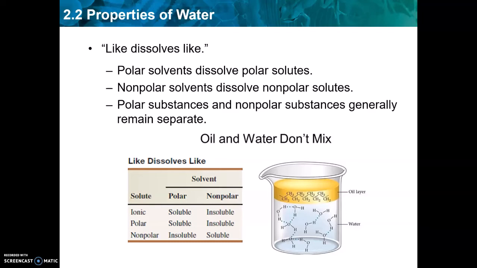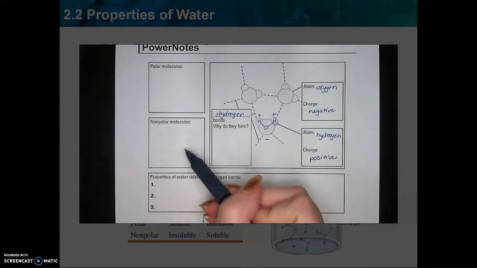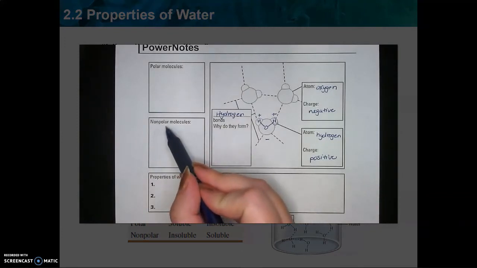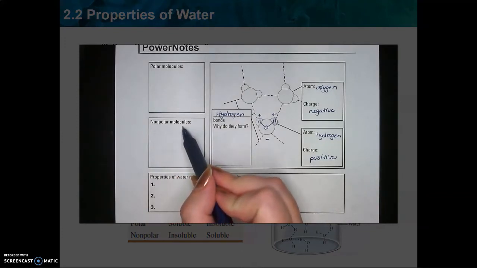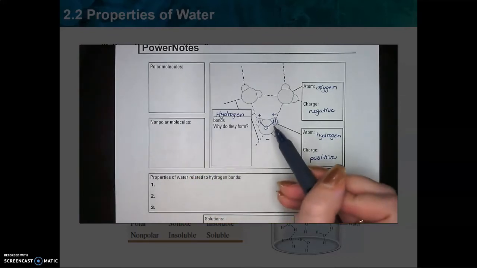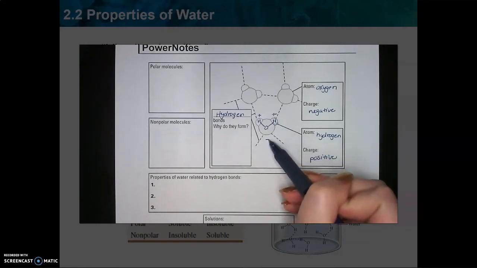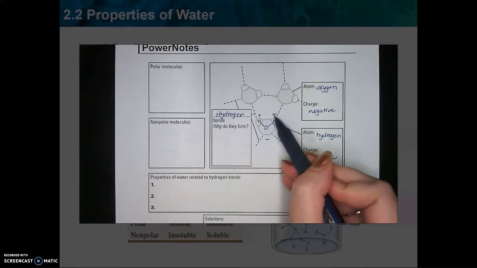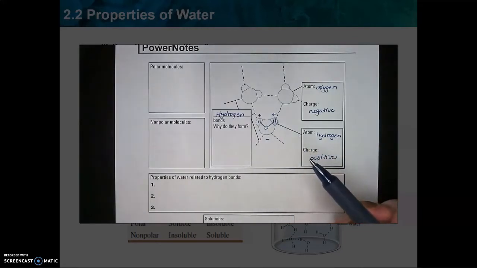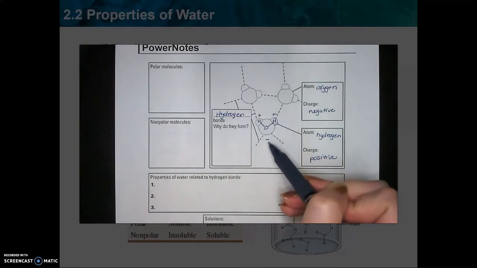So we've talked about what polar means, but I do want to make sure that we discuss nonpolar. This was on the Power Notes sheet, you may have noticed. We didn't skip it. I didn't forget about it here. We do have a place for you to write down what nonpolar is. A nonpolar molecule is the opposite of a polar molecule. We know that in this water, the oxygen has a partial negative charge. The hydrogens have partial positive charges, and that is what makes it polar. It's that separation of charges from one end to the other.